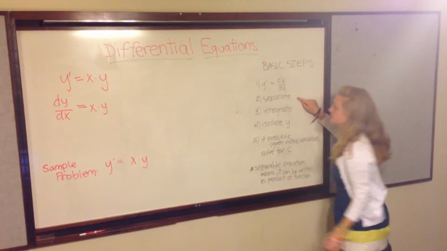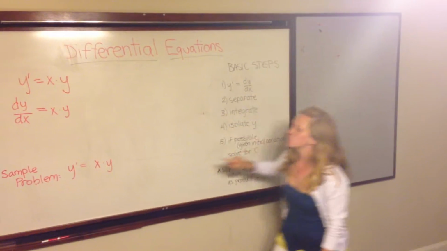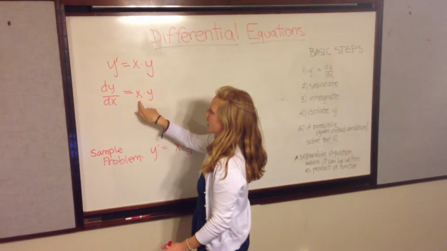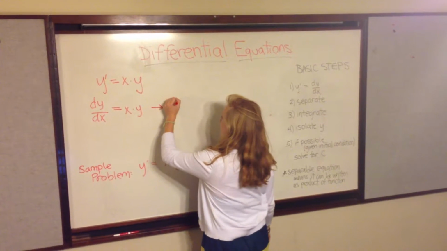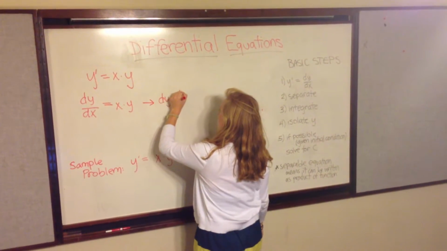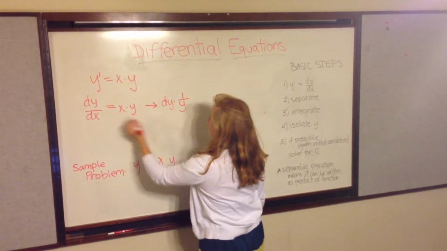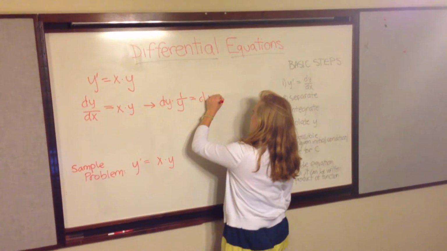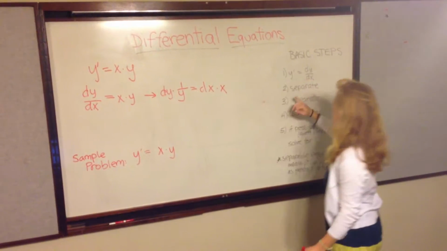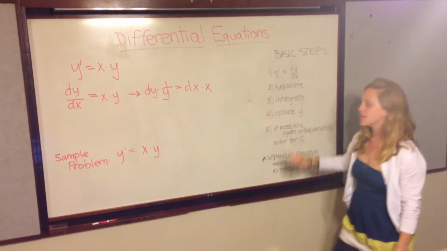Then our second step is to separate the two variables. We want our x and our dx together and our y and our dy together. So we do that by dy times 1 over y, because you're dividing by y, equals, and you multiply by dx and get dx times x. That's our second step, which is separate. Our third step is going to be integrate.